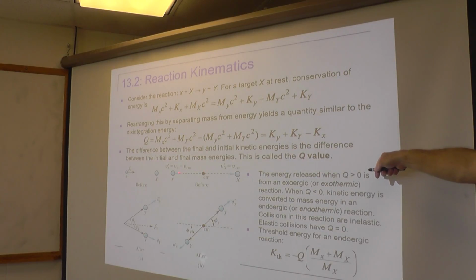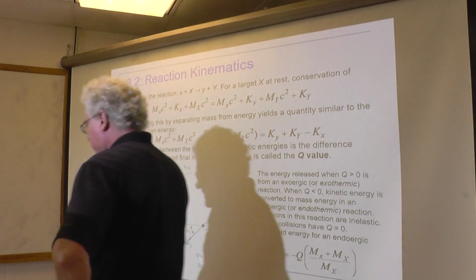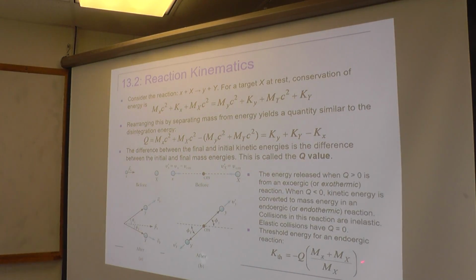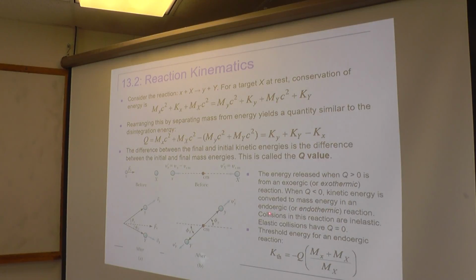And so, at any rate, the opposite would be the case if Q is less than 0. Then we say that that's an endoergic or endothermic reaction. And then finally, elastic collisions would be a case where Q is exactly equal to 0.